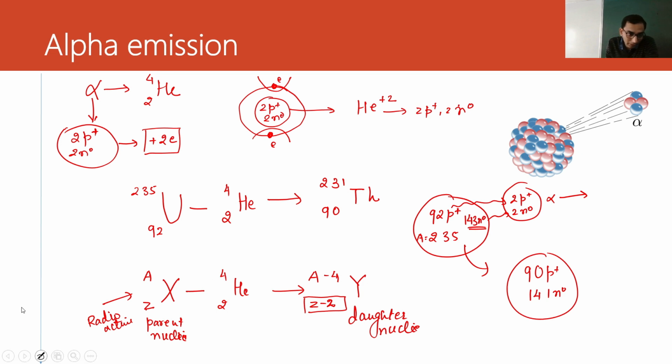I'll just highlight this and show it to you. Z minus 2. So here Z minus 2. A minus 4. So here A minus 4. So the daughter nuclei has mass number 4 less than the parent and atomic number 2 less than the parent.